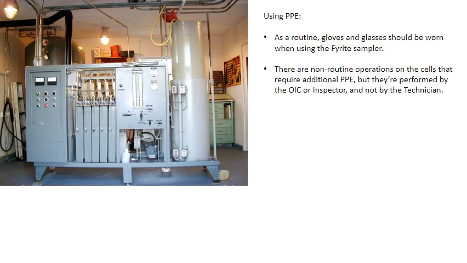Using personal protective equipment. As a routine, rubber gloves and safety glasses should be worn when using the Fyrite sampler. There are non-routine operations on the cells that require additional PPE, but they're performed by the OIC or inspector and not by the technicians.